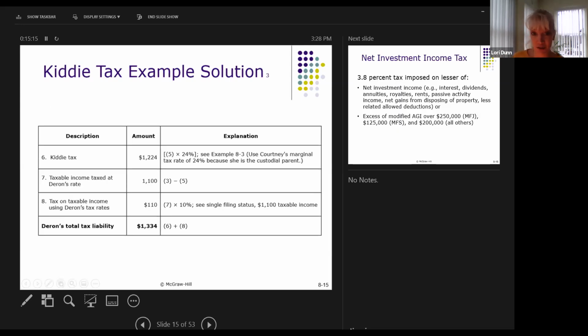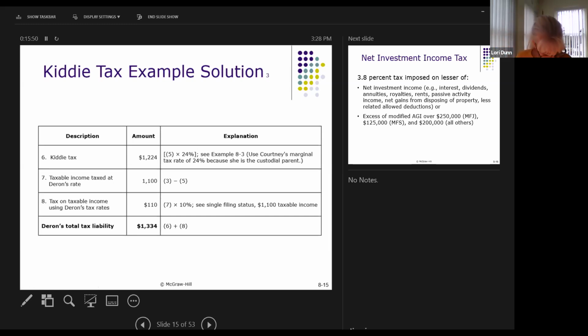The other $1,100 is taxed at Duran's normal tax rate. Because his taxable income is only $6,200 and $5,100 has already been taxed, the other $1,100 will be taxed at 10%. So Duran's total tax liability will be the Kiddie tax plus the tax on the $1,100, or $1,334. That is how the Kiddie tax works.